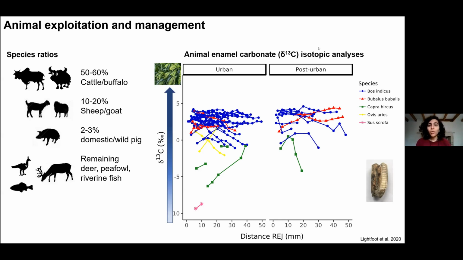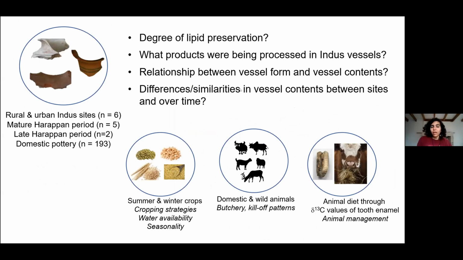So what did I investigate in my PhD? Firstly, I was interested in understanding the degree of preservation of lipids in the vessels. That was an important methodological question, as not many studies have been conducted on lipid residues in the region at all. So what products were being processed in the vessels, and was there a relationship between the form of the vessel and what was actually inside, what it was used for, and were there differences and similarities in the contents of vessels, especially in the urban period, between different sites, and then over time.